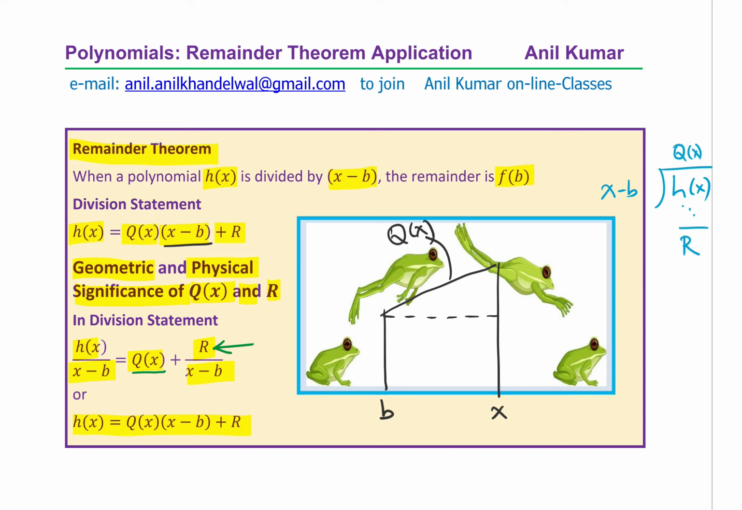Perfect. And the remainder r is this value, the value of the function at these points. So here the remainder will be h of x, here it will be h of b, right? So that is the summary. So now I hope you understand how they are very much related with the slope and the value of the function at a given point.